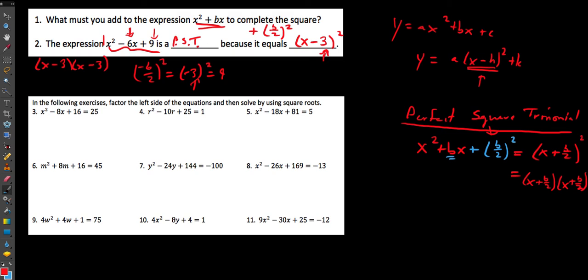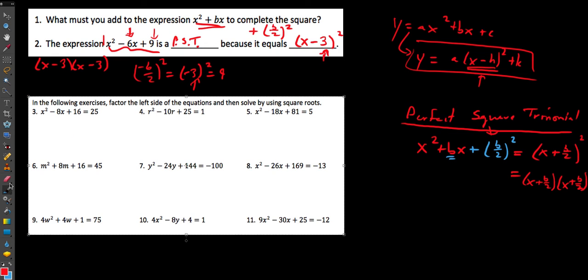So we're going to be looking at these perfect square trinomial things. Remember I said that the idea is to be able to rewrite things into this form. Our job is going to be to solve these, and so if we can get this into vertex form, we're going to be able to use square roots to do it. It says in the following exercises, factor the left side of the equation, then solve by using square roots.